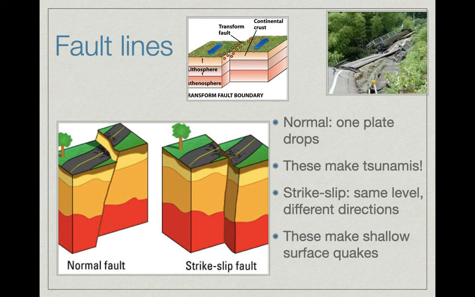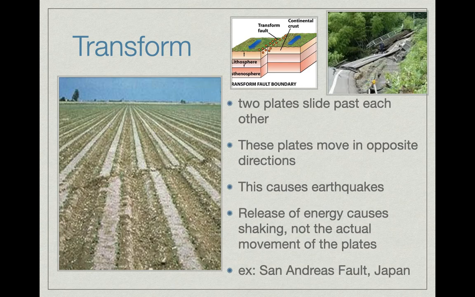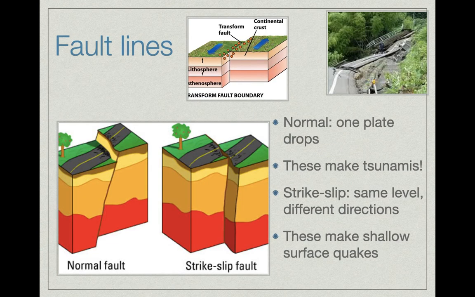With our fault lines, you don't have to write these down. This is just for our background knowledge. So there's a normal fault line. It's where one plate drops, right? So it just drops down. And these tend to make tsunamis. There's a strike slip. That's where they're on the same level, but they move in opposite directions. So that would be like the picture on the left here. And these make shallow earthquakes. And then there's another one that's called a reverse fault, and that's where one moves up. So we're just going to look at these two. We have normal, where one drops, and strike slip, where they kind of scoot past each other.